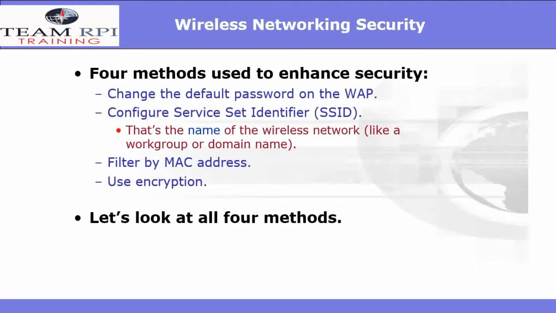When using wireless capabilities with any device, security should be one of the first things on your mind. We're going to walk through 4 basic methods used to enhance wireless security. The first being sure to change the password on your wireless access point from its default settings. The next is to configure the SSID, or the name of the wireless network. Third, filtering by your MAC addresses. And fourth, using encryption.